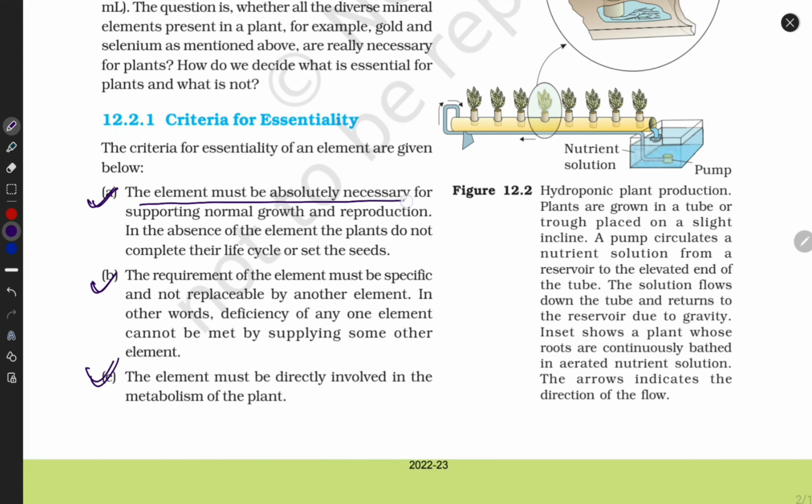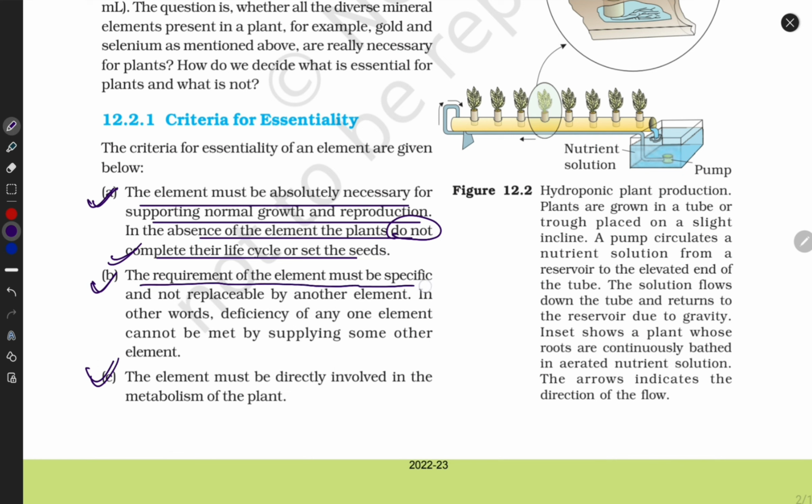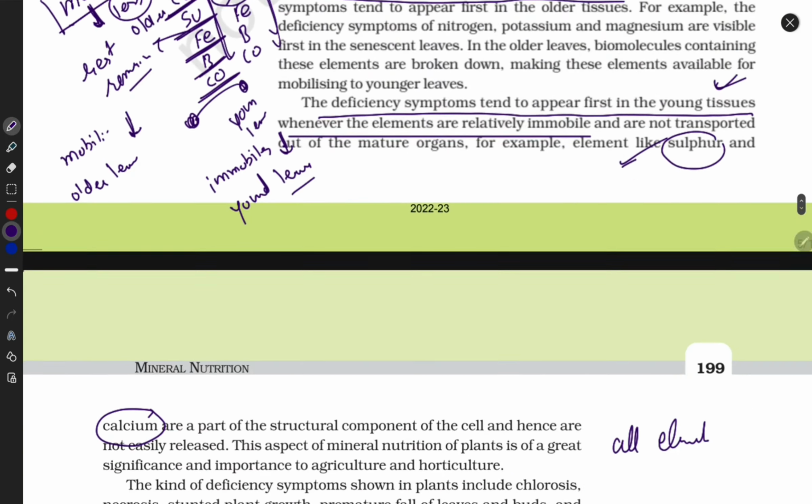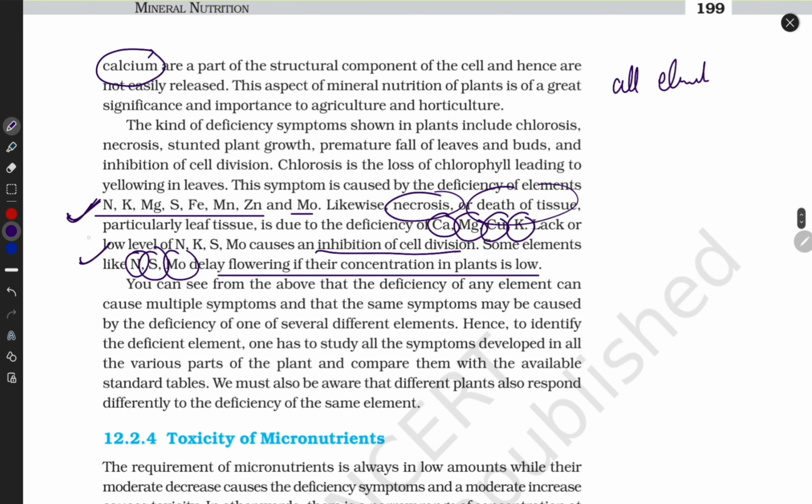The element must be absolutely necessary for supporting normal growth. The absence of that particular element means the plant does not complete its life cycle. The requirement of the element must be specific and not replaceable. So they already give the condition that if any element fulfills this criteria, then it is taken as an essential element. If we provide more of an element, they show their symptoms. If we provide less in amount, they show their symptoms accordingly.